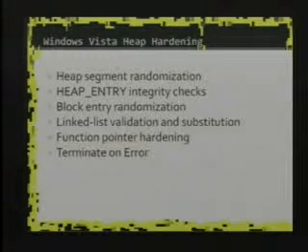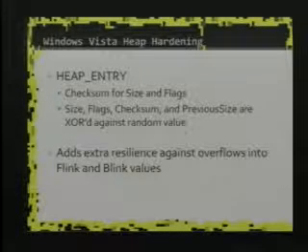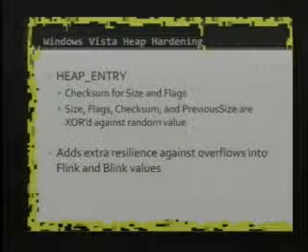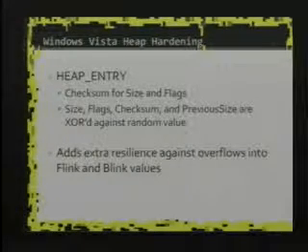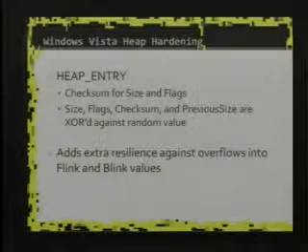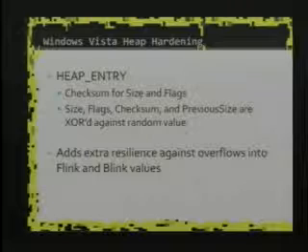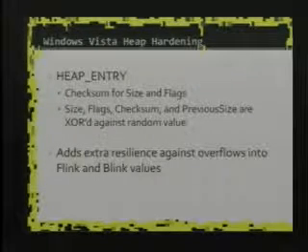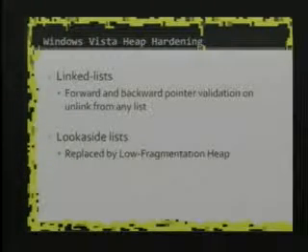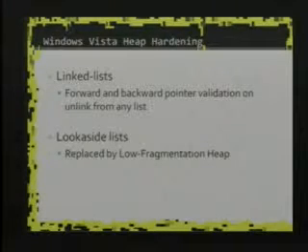All right, so the heap hardening they did for the heap entry is they added, in addition to that cookie value, a checksum for the size and the flags that are set in the header, and then they XOR those against a random value as well. And that, of course, adds a little extra resilience against overriding the flink and blink values, because you'll have to hit those XORed values, or the cookies, on the way. And then, of course, we already showed this, the forward and backward pointer validation on the unlink. So this has been around since SP2. And then the look-aside list was replaced.